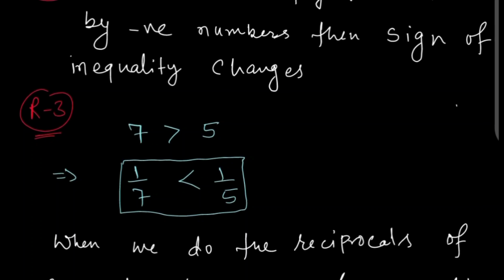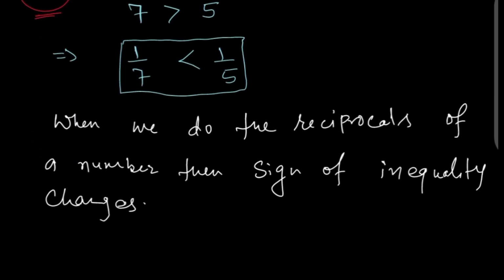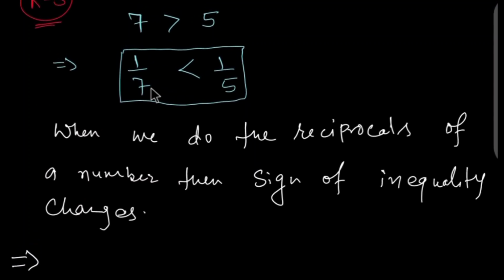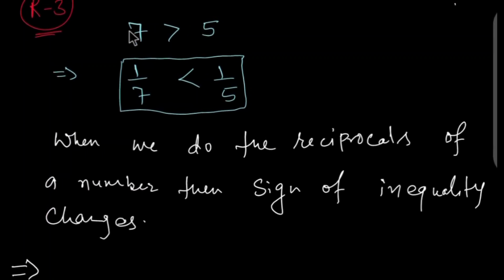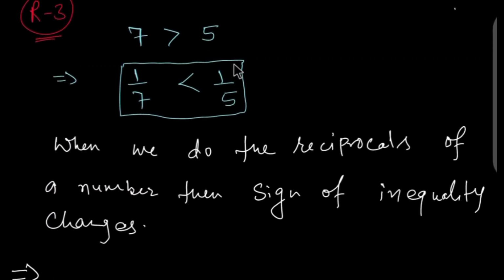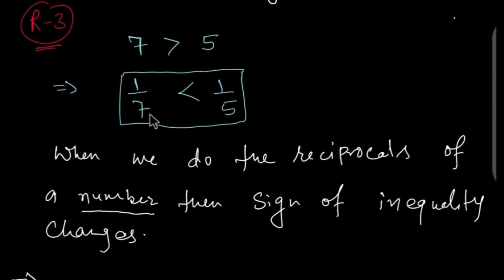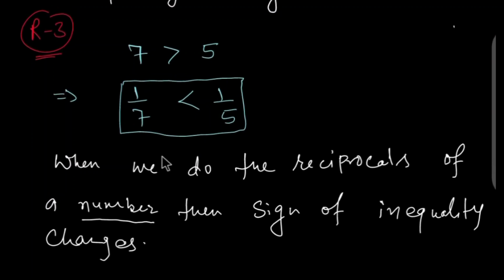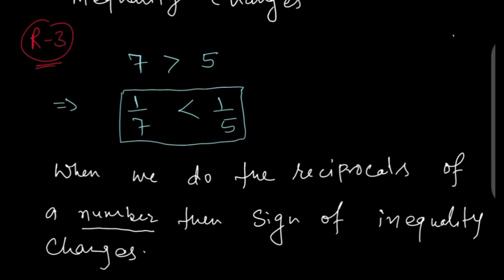Okay, so this is another thing that you need to understand. Any number may be positive or negative, so you don't need to get confused. Whenever we do a reciprocal of that number, the sign of inequations changes. So what is the next thing?